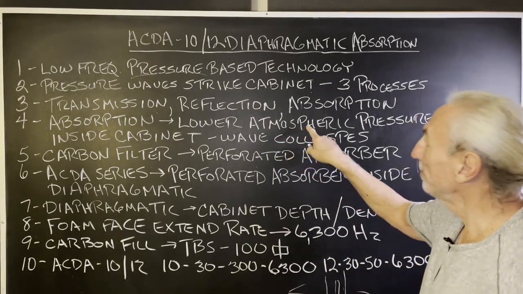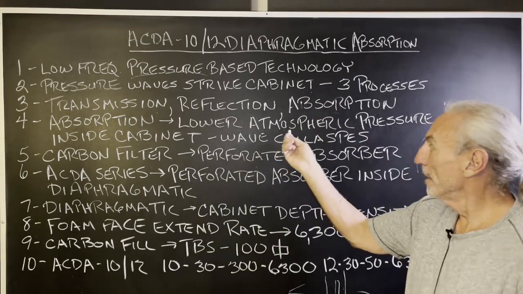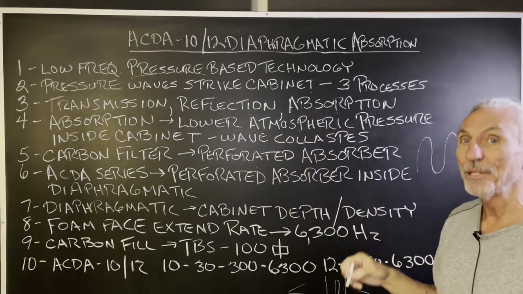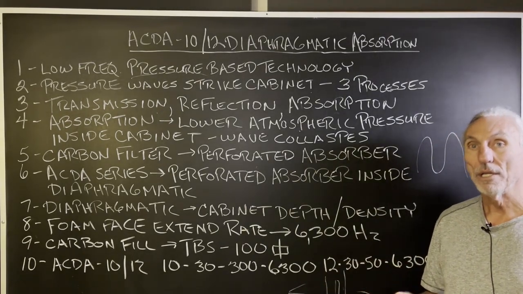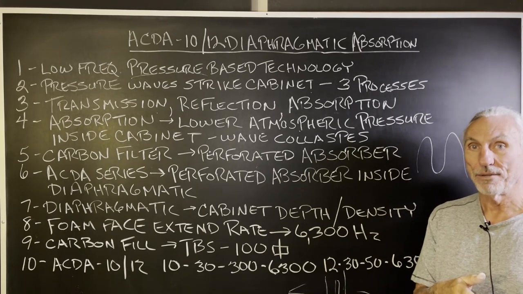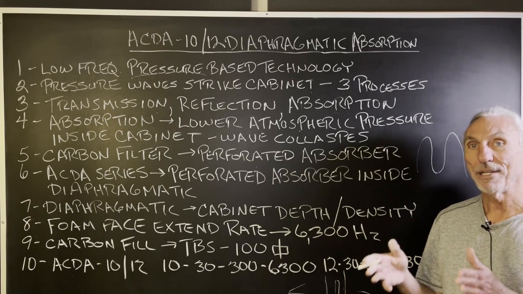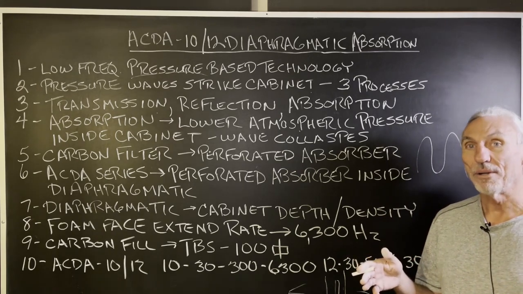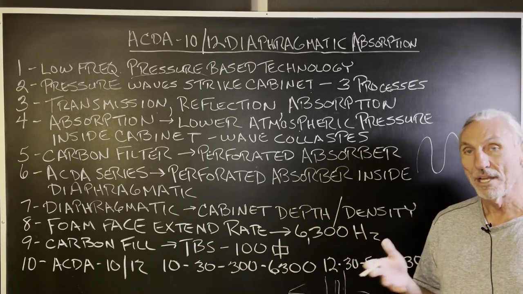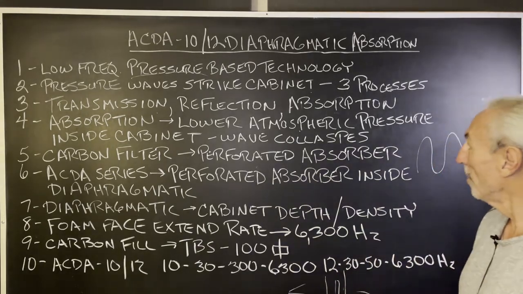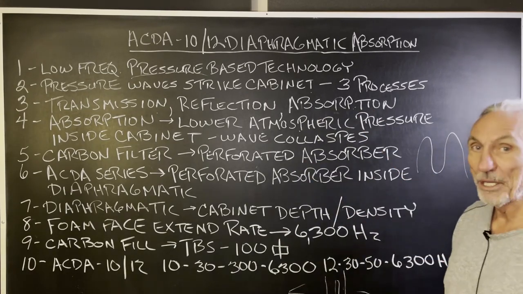So we have absorption, transmission. Absorption is the final process. That's our goal. So how do we get that? Well, inside the cabinet, due to the carbon technology that we use, the pressure is actually lower than the pressure outside the cabinet. So it's a pressure-based wave. When it enters the cabinet, it sees an area of lower pressure. When that happens, parts of it collapse. And that's how we get the attenuation or the absorption in the process. So the carbon filter is the big cause of all that.